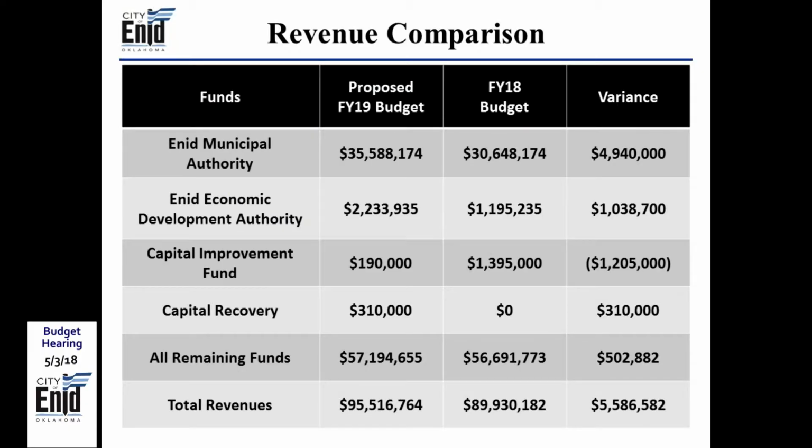Capital Improvement Fund, the revenue is going down there. That is almost all related to the 66th Street project with ODOT. There's a $1.2 million match from ODOT on that project that we won't be receiving again.